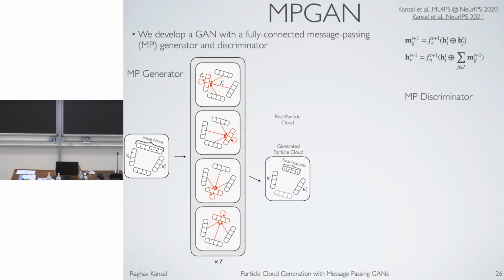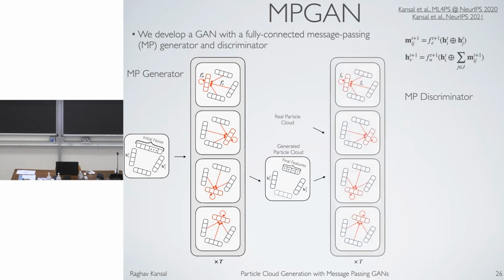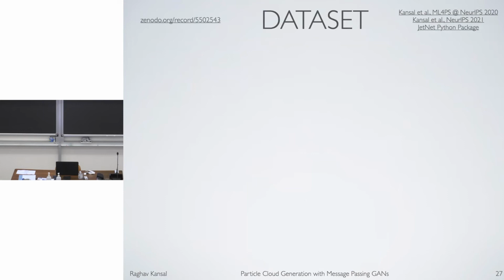And the discriminator takes a real or a generated particle cloud, again goes through message passing with some intermediate graph, and this is aggregated and fed into another network to say whether it thinks it's real or fake. All right.